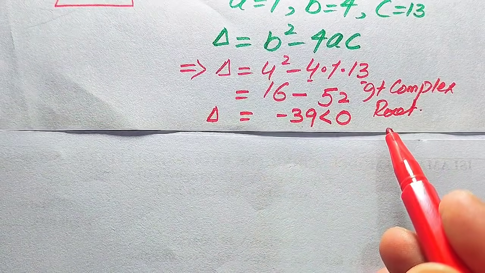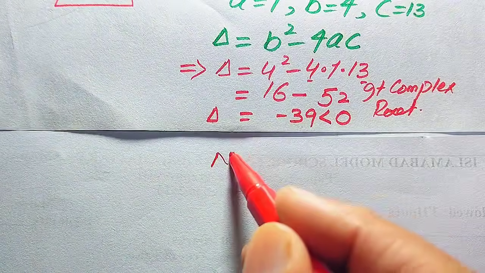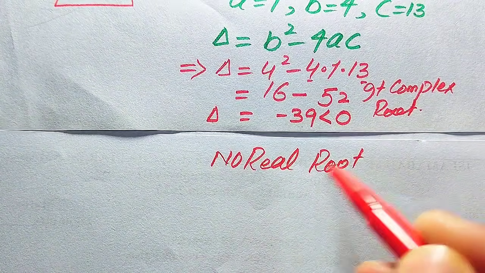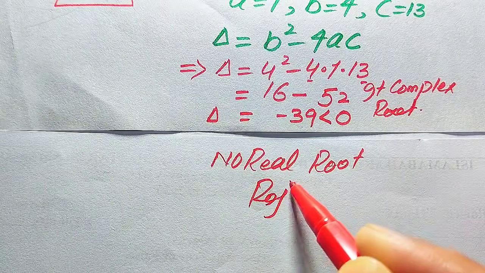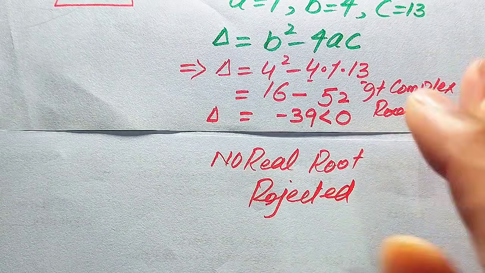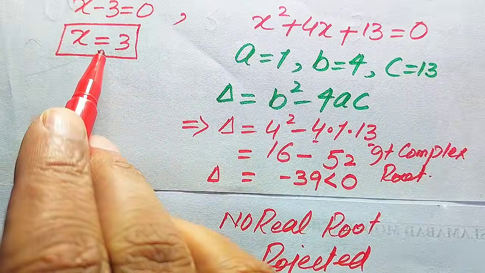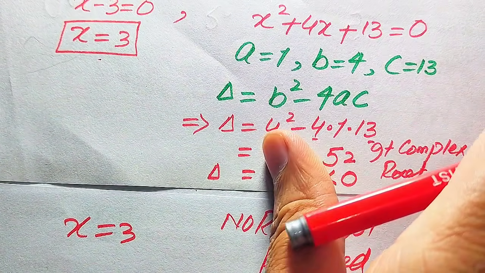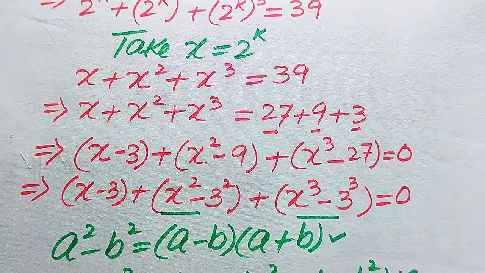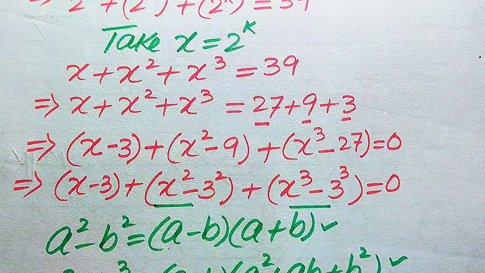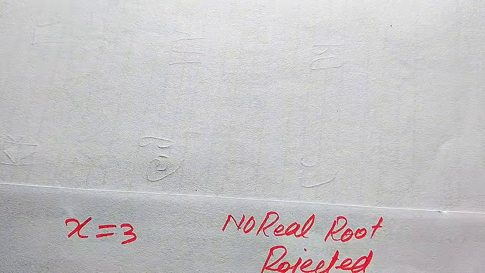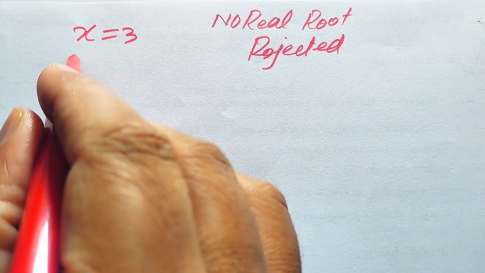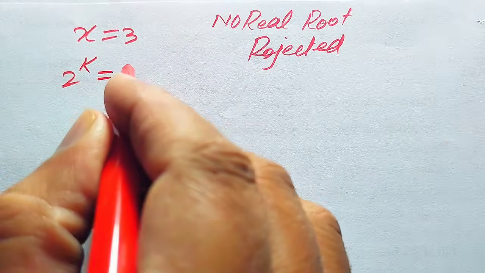So since this does not have a real root, we reject this case because it has no real roots. We proceed with this case only, in which we have x equals 3. We copy down x equals 3, and now we back substitute the value of x. You see in the start of the problem we took x equals 2 to the power of k. After substituting this value back, we get the value of k. So 2 to the power of k is equal to 3.